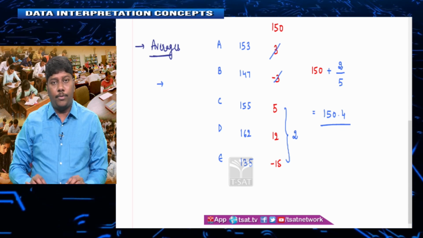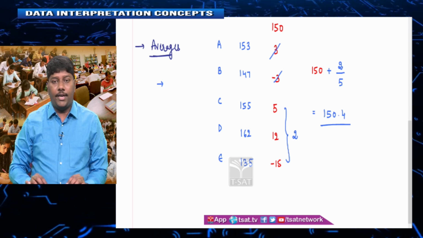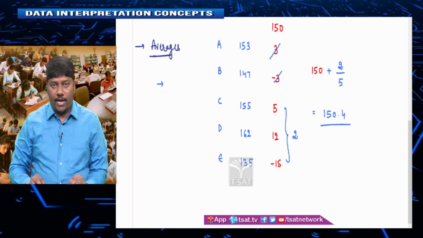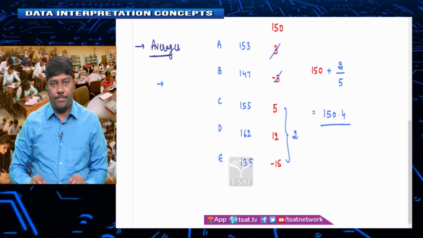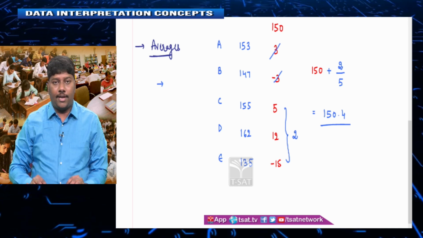Suppose your sum of deviations is 0, then your assumed average, here 150, is your actual average. If your sum of deviations is negative, then you have to subtract the value after dividing it by 5. If it is positive, you just need to add it. If it is negative, you just need to subtract it. If it is 0, then your assumption is nothing but your average.